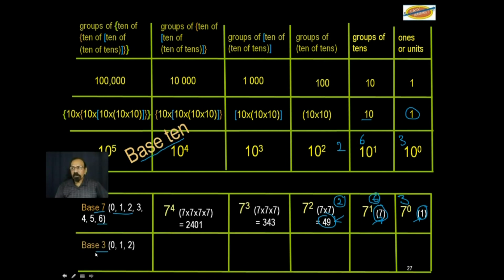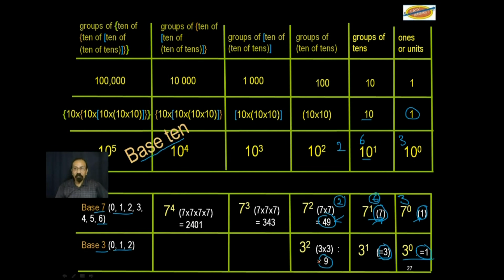If we take base 3, it has only 3 digits, 0, 1, and 2. This right column here is 1. This next column here is 3. Now remember, in base 10, that column there is 10. In base 7, this column is 7. Now in base 3, this column is 3. And of course, if we take this third column, we have 9.